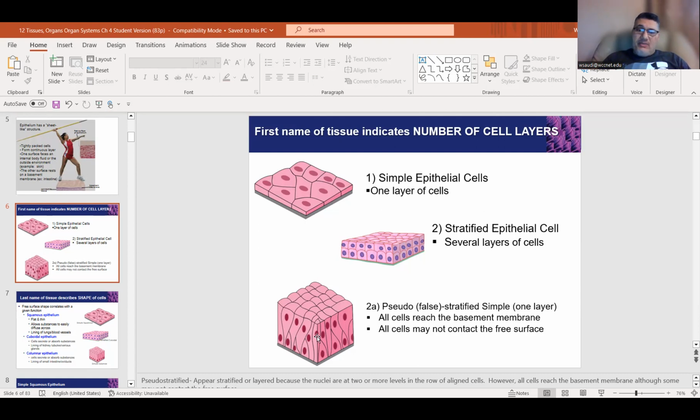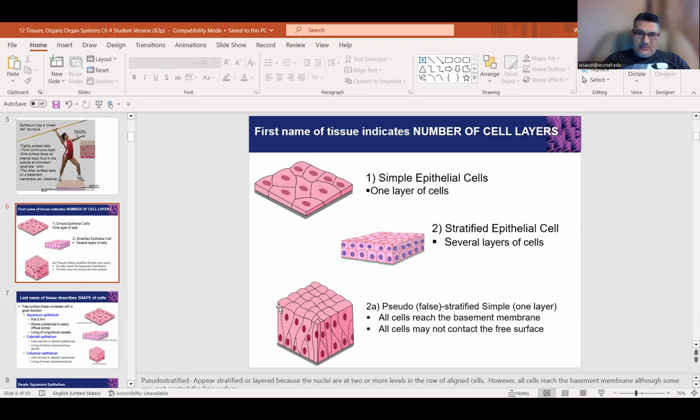But because the cells are packed and tightly put together, sometimes it can deceive you. It can give you a false impression that it is more than one layer, while it is actually one layer only. Look at this one here.